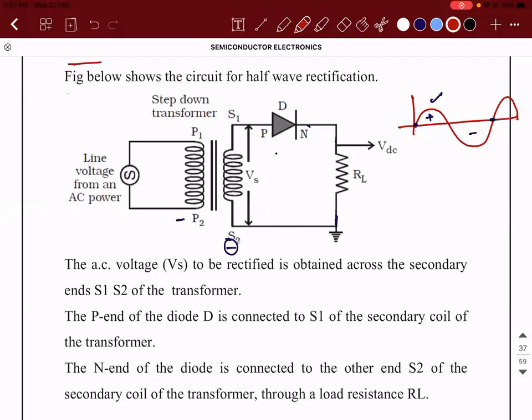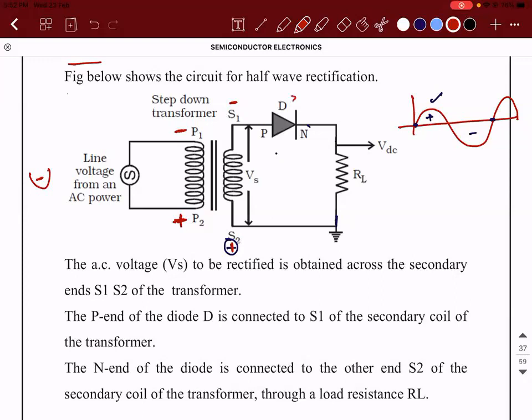During the negative half cycle, this will be negative and this will be positive, correct? Because the polarities are supposed to get reversed. During the negative half of the cycle, this end will be negative, this end will be positive. It is not a thumb rule that every time this will be negative and the other will be positive. In the previous case, I assumed this to be positive and that to be negative. In the case of the negative cycle, the polarity has to get reversed. If P1 is negative and P2 is positive, then S1 is negative and S2 is positive, correct?